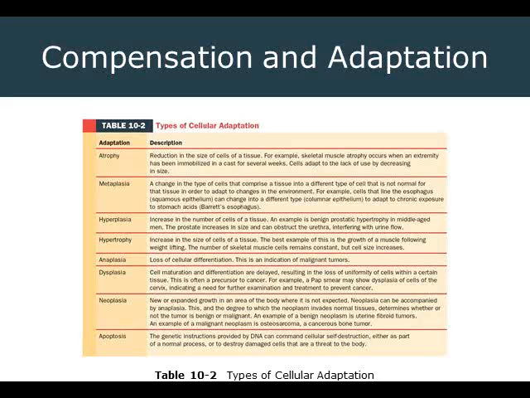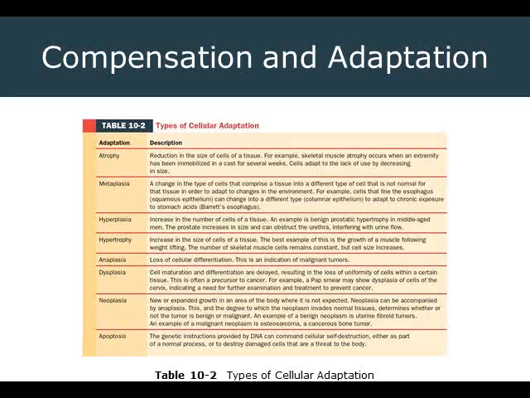So these cells adapt to a lack of use by decreasing their size. They don't have to be as large. They don't have to have as much strength. They don't have to have as much ability to move and be used because they're fairly immobile. We have metaplasia. This is a change in the type of cells that comprise a tissue into different types of cells that is not normal for that tissue in order to adapt to changes in the environment.